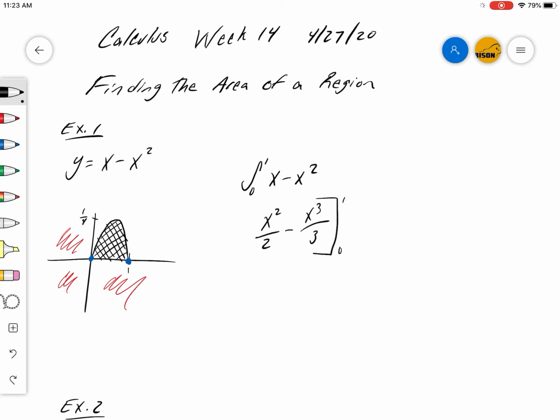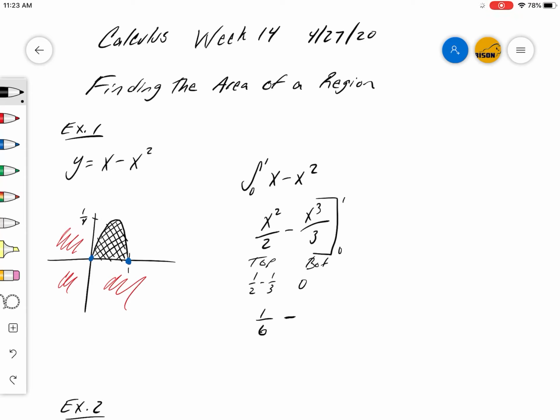So this is integrated already, which means we can use a bracket now from 0 to 1. We plug in the top number and then subtract what we get when we plug in the bottom number. Plugging in the top number, 1 squared is 1 over 2, so that's 1/2, minus 1 cubed over 3, so 1/3. So the top output here is actually 1/6.